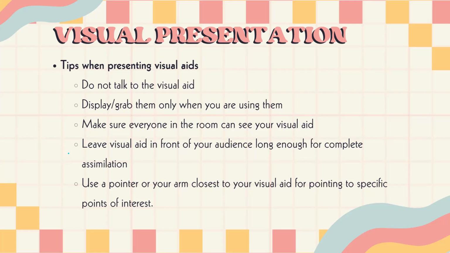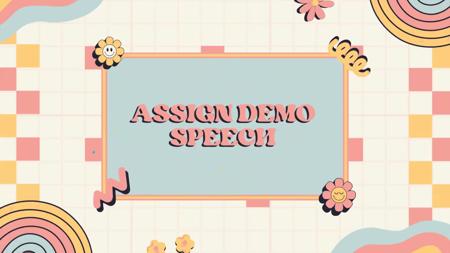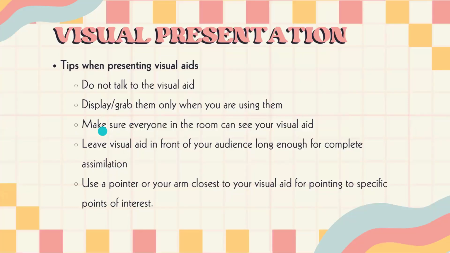Next, leave your visual aid in front of your audience long enough to complete a simulation. Basically, think of a PowerPoint. If I'm in the middle of talking about this point and I just went like that, but I'm still talking about this point, you're going to be like, whoa, whoa, whoa. It's going to be distracting. It's going to trail your audience off of your message, off of their thinking and listening train of thought. Leave it up there so we understand it, we sit with it, and we know what you're talking about.